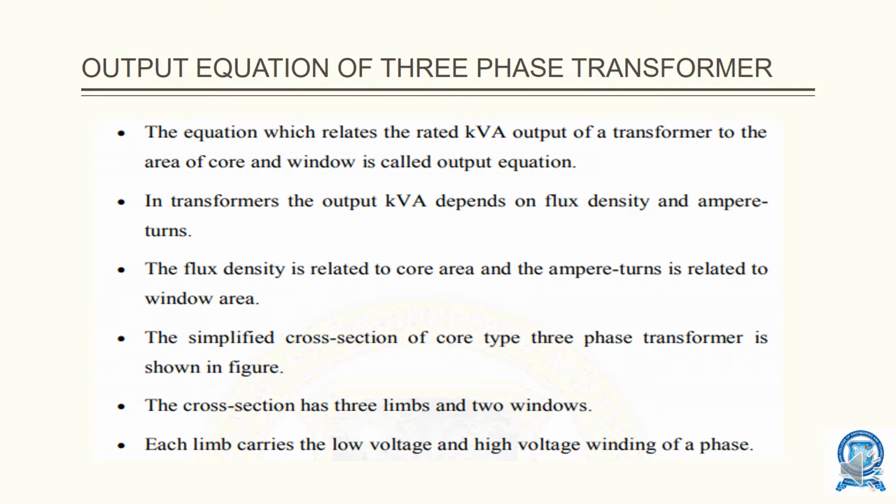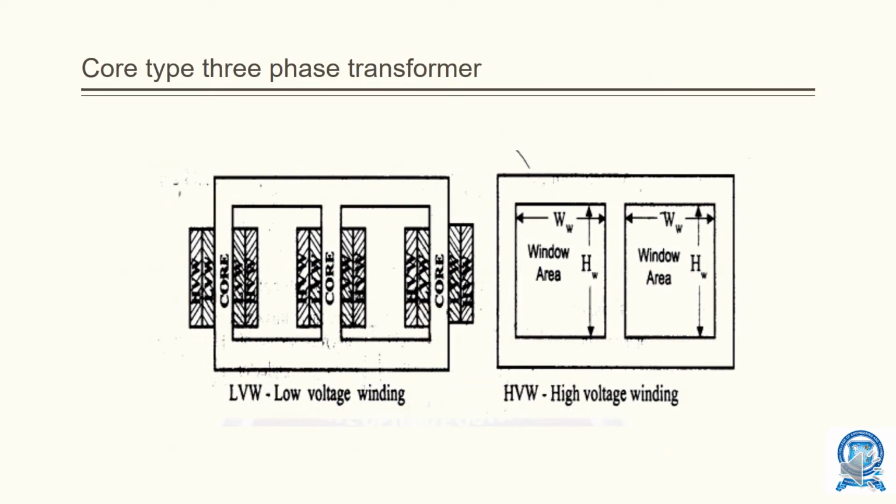The cross section has three limbs and two windows. Each limb carries low and high voltage of each phase. So here you can see the cross-sectional view of a three-phase transformer. As I told, always the low voltage winding will be nearer to the core, whereas the high voltage winding will be away from the core. In order to minimize the insulation, it has been arranged such a way. And one more, WW represents the window width, HW represents the height of window.